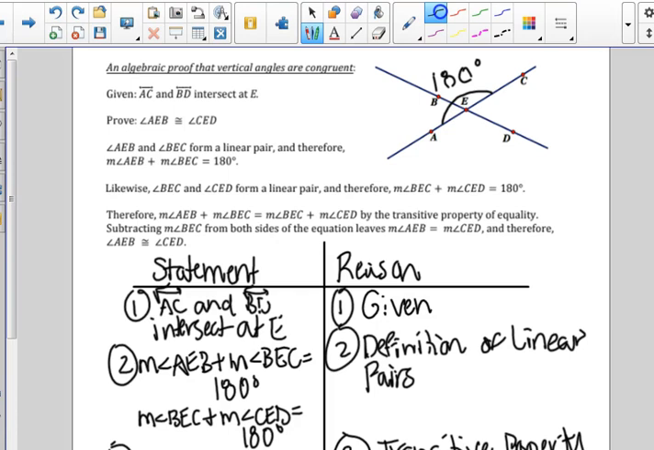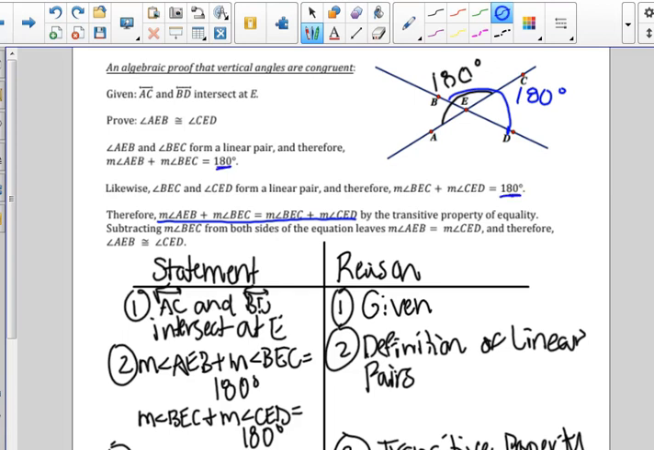We also said that angle BEC plus angle CED also form a linear pair, so they also will add to 180 degrees, and I've marked those two angles in blue. So if you recall, both of these angles share the measure of angle BEC. So what we did next was we wrote out that the measure of AEB plus the measure of angle BEC equals the measure of angle BEC plus the measure of angle CED. We can do that because we know both of the angles together add to 180.